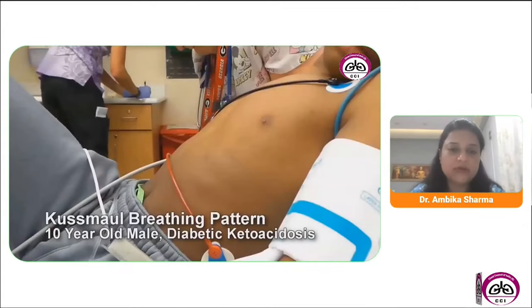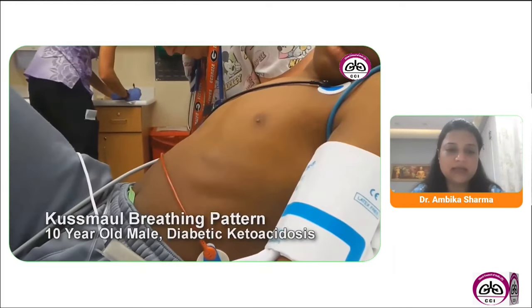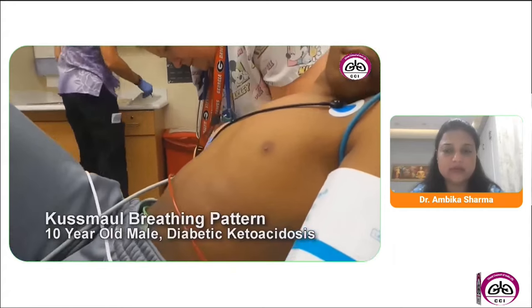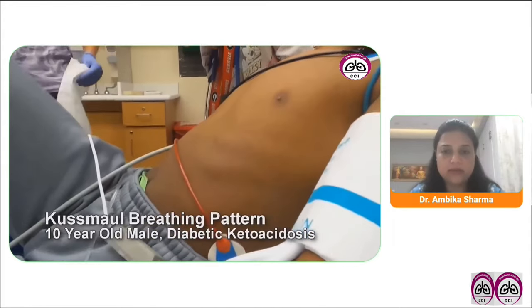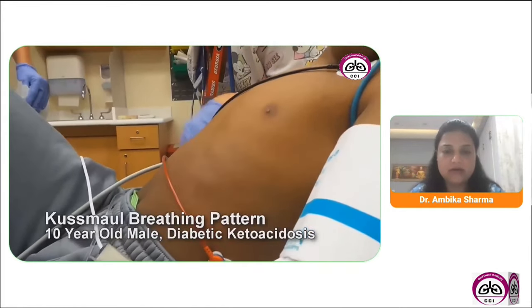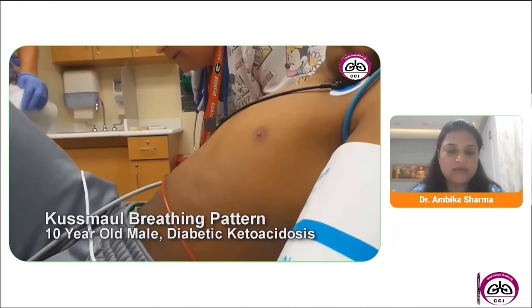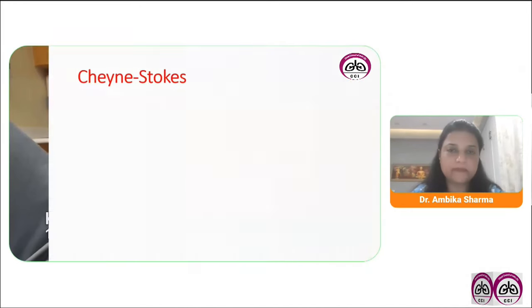So this is a small video clip which is showing Kussmaul's breathing pattern in a 10-year-old male diabetic ketoacidosis patient. Deep breaths and high rates.